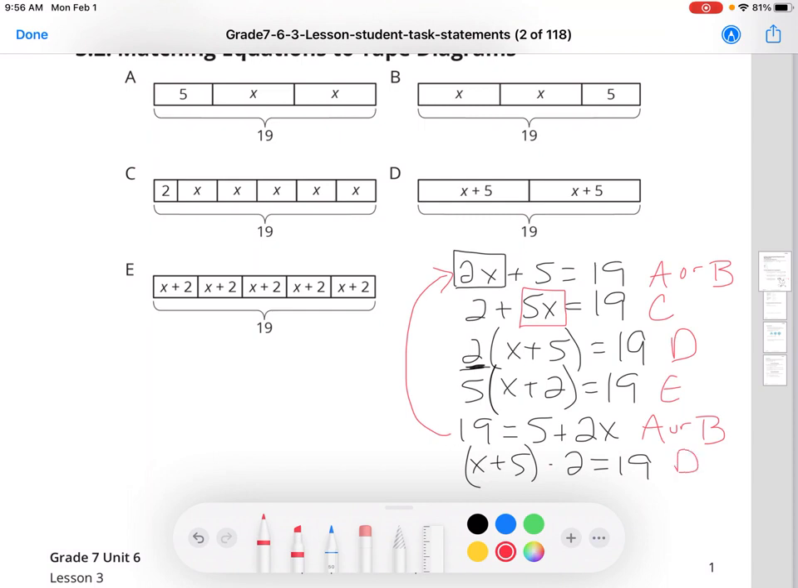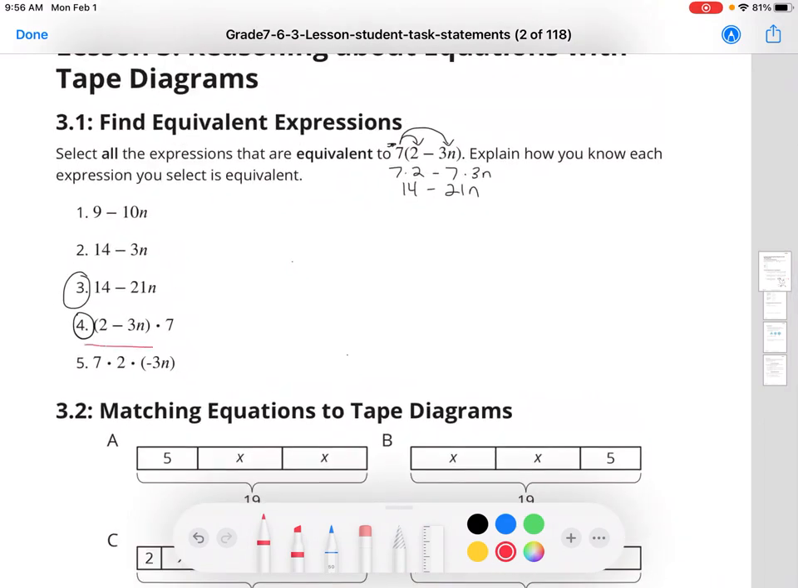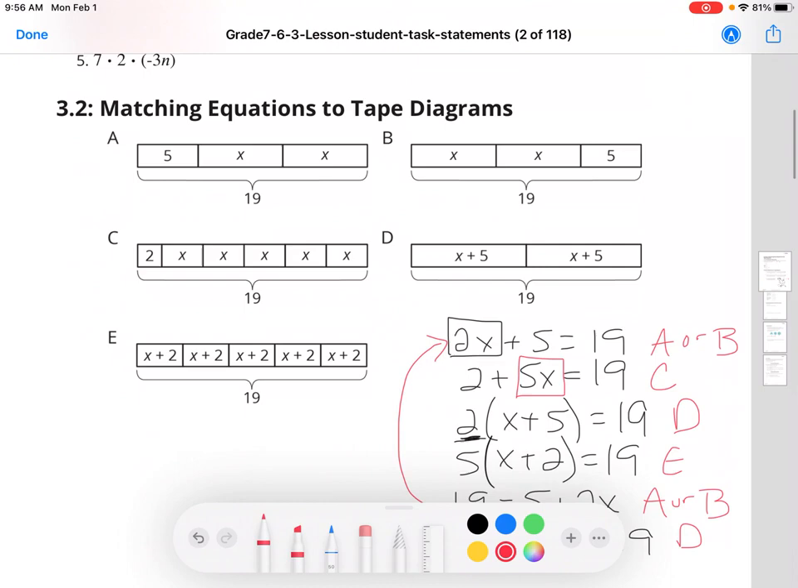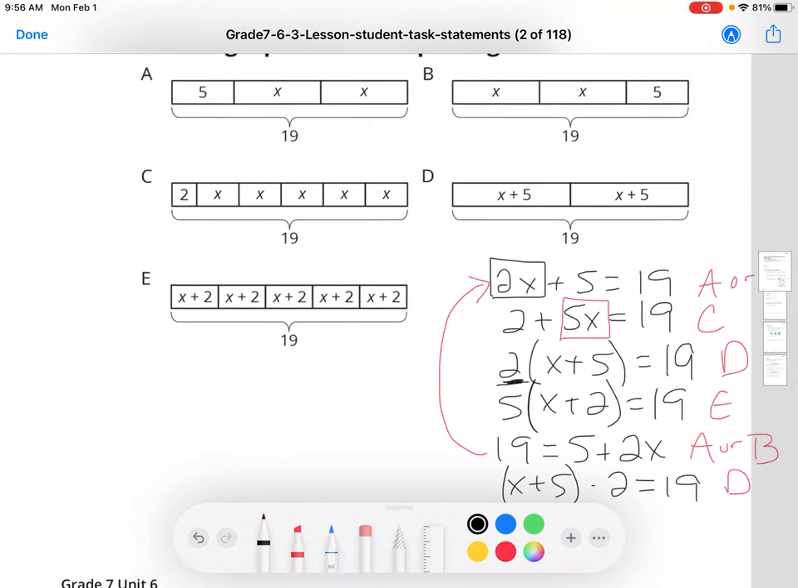Okay, that would also be D. That's just like the first problem that we worked on, 3.1. So the commutative property of multiplication means the order can switch and the answer would stay the same. Okay, next equation is x plus 2 times 5 equals 19. And again, just using that commutative property, so diagram E.